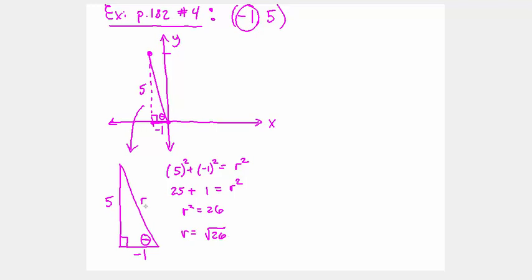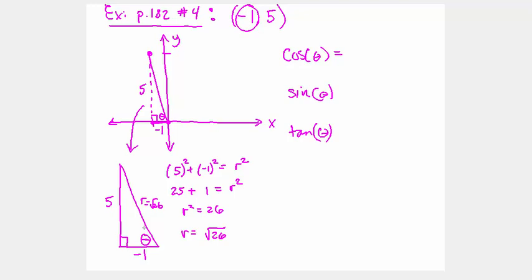So positive root 26. Now recall, my whole point of doing this is I want to find what the cosine of theta is, the sine of theta, and the tangent of theta. And as we start to remember or memorize the acronym SOHCAHTOA, we'll recall that those are just simple ratios as long as I know the side lengths of this triangle and the central angle.